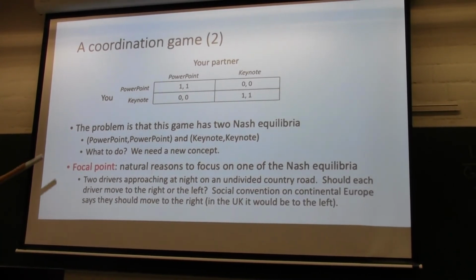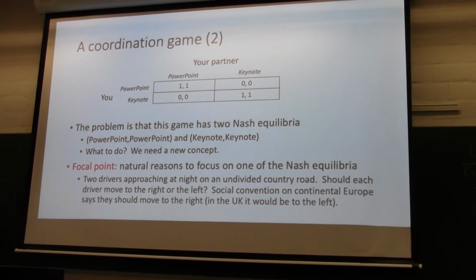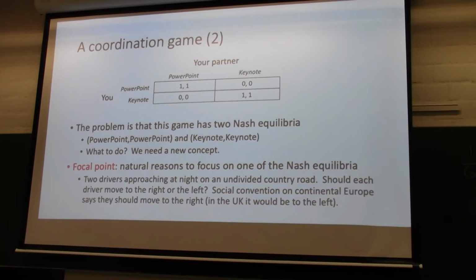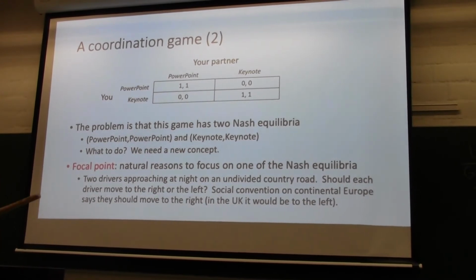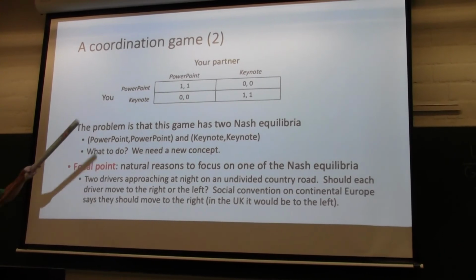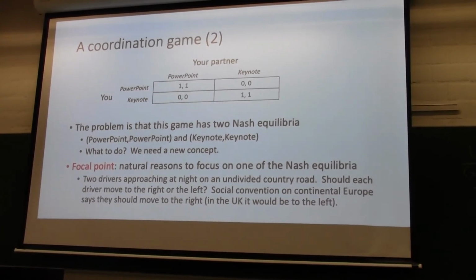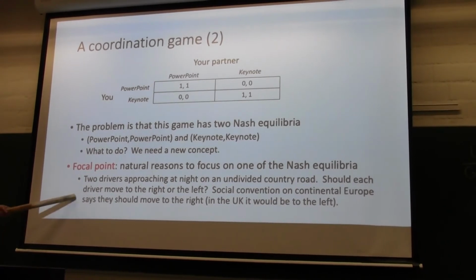This now already shows the limit of Nash equilibrium. We need something new here. You need something that's outside of this environment, because this is completely symmetric, to let you choose. And this is something called a focal point. There has to be some reason for focusing on one of the Nash equilibria over the other, because otherwise they're both equally valid.